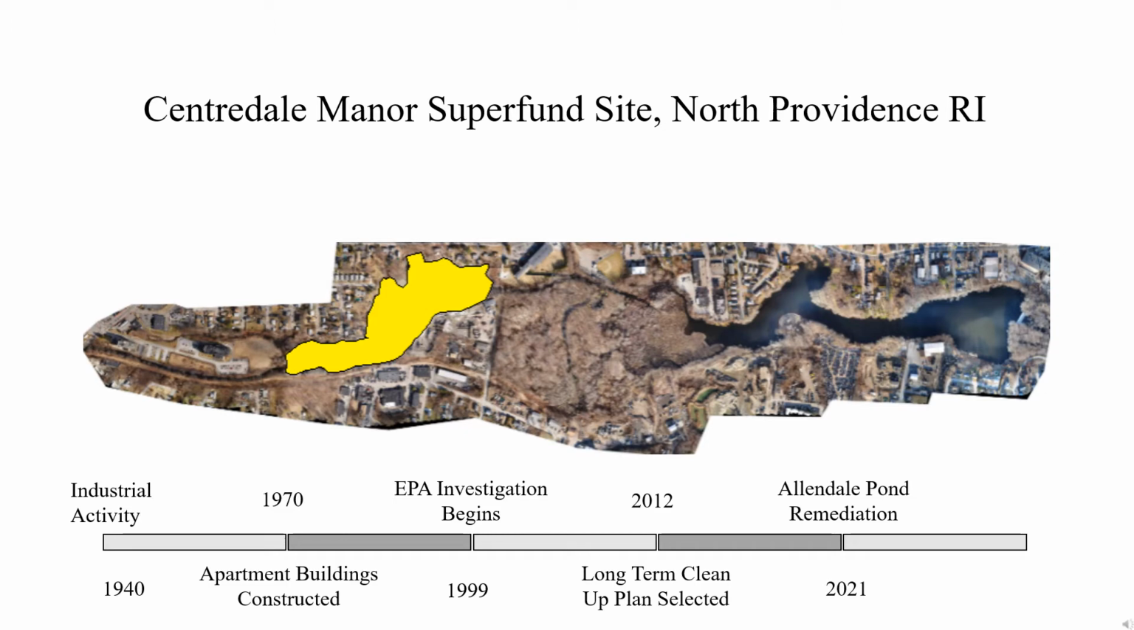In the 1940s, the Centredale Manor site was used for industrial activities such as drum reconditioning and chemical manufacturing. This continued until the 1970s, when two apartment buildings were built, which are still there to this day. In 1999, the EPA began site investigations and found contaminants in sediments and floodplain soils. In 2012, a long-term cleanup plan was selected, which was implemented in 2018. Today, the project is working towards remediating the Allendale Pond, which is highlighted in yellow.